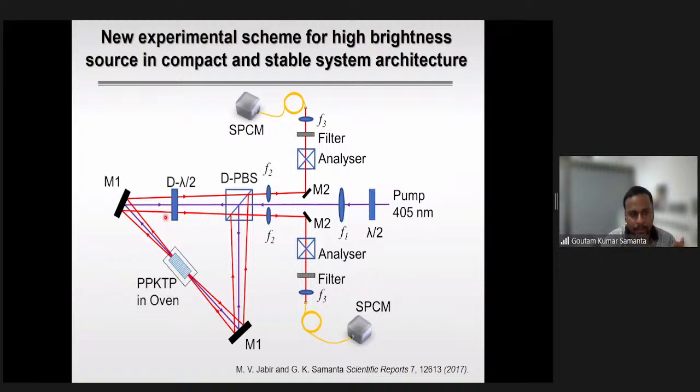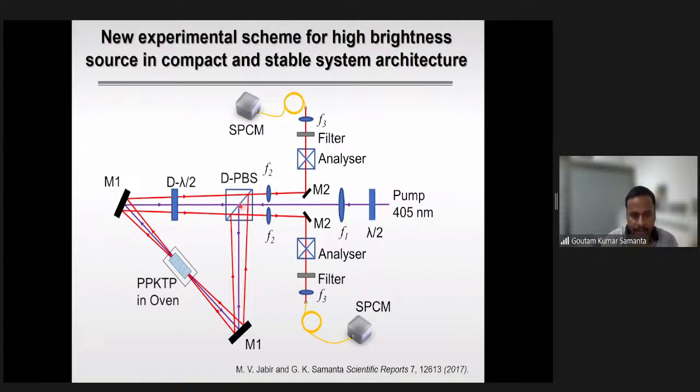The vertically polarized photon will be converted into a horizontally polarized photon due to this lambda/2 plate, which works for both the pump and the generated photons. So it will transform the vertically polarized photon into a horizontally polarized photon, and this is also dual wavelength. It works for both wavelengths, so it will transmit. So that means one direction it is this.